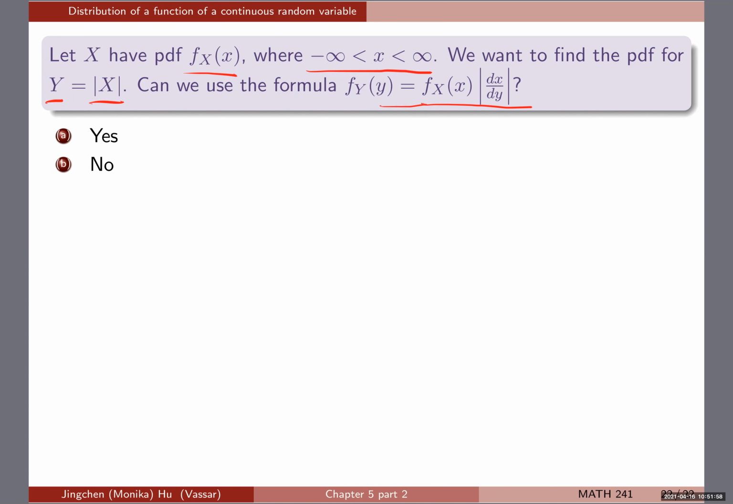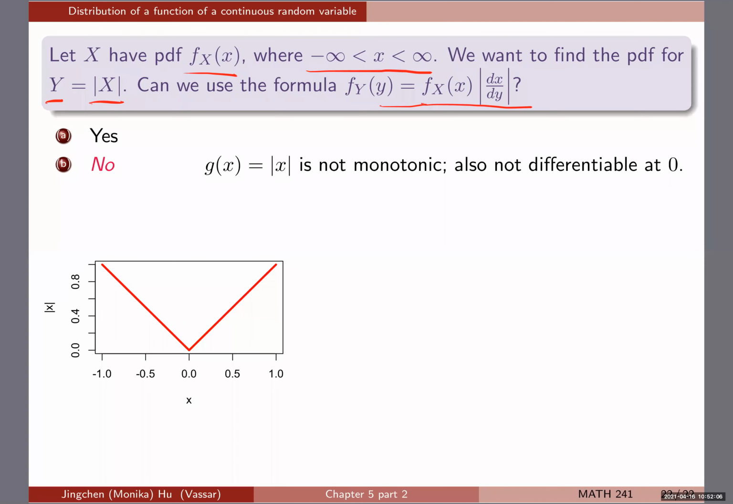So remember the two conditions: you need to check whether it's monotonic and whether it's differentiable. In this case, it's actually not monotonic, because if you graph it, it's the absolute value, so the first half is decreasing and the second half is increasing. But also it's not differentiable at 0, at this point. So we won't be able to use the formula, unfortunately.